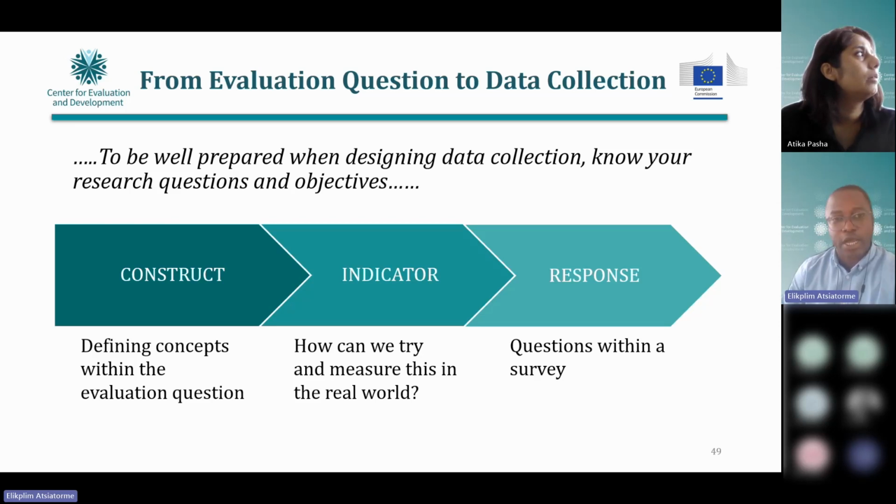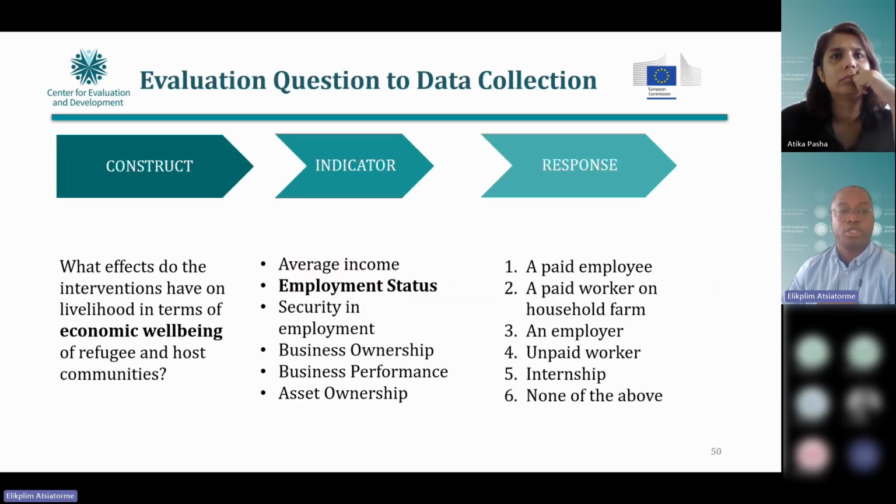Of course, there are the theoretical aspects of it, but you need to think about the practicalities of measuring these concepts that you have come up with. And these would help you select your indicators. And then we come down to the questions within the survey. Now, we just provided a brief example of how we're trying to look at an intervention impacting a livelihood in terms of economic well-being. And we stressed, for example, how we could pick employment status as an indicator.